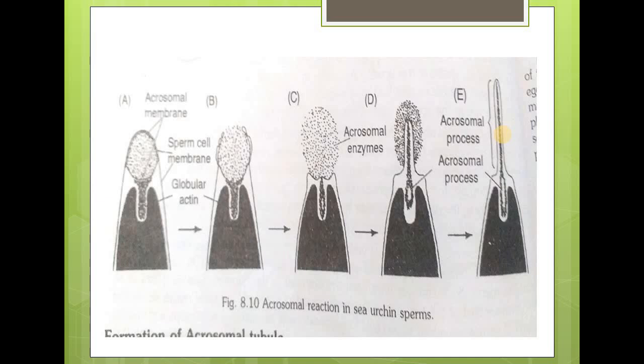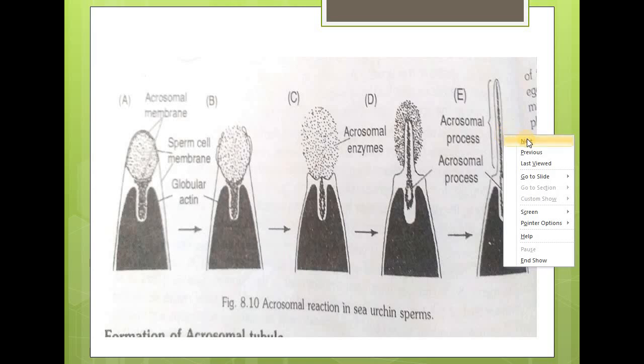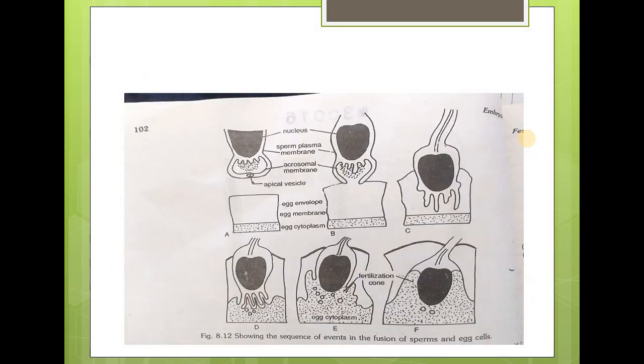This acrosomal filament is pushed through the jelly coat and the vitelline membrane, the pathway being cleared by the action of the lysins, and then the tip of the acrosomal filament touches the surface of the plasma membrane of the egg cytoplasm. So these are the events that you see in the acrosomal reaction.